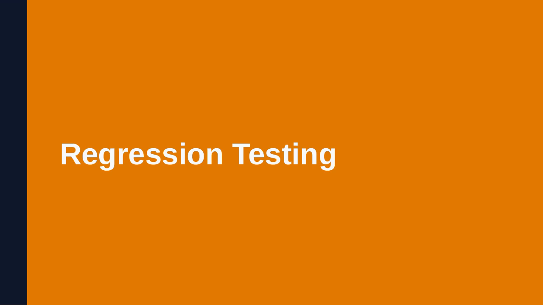Now let's move on to regression testing. This type of testing is important whenever changes are made to the ETL processes or the data warehouse environment. The goal is to confirm that recent updates haven't introduced new errors or caused existing functionality to break. For example, if we modify a transformation rule or add a new data source, regression testing helps ensure that all previous data validations, like referential integrity and accurate aggregations, still hold true.